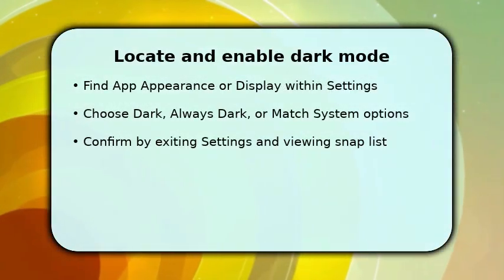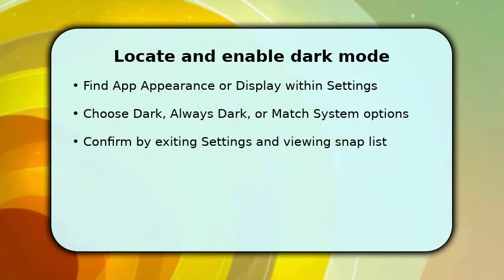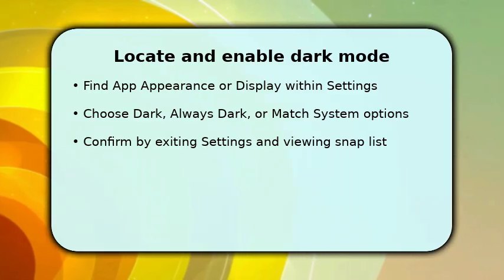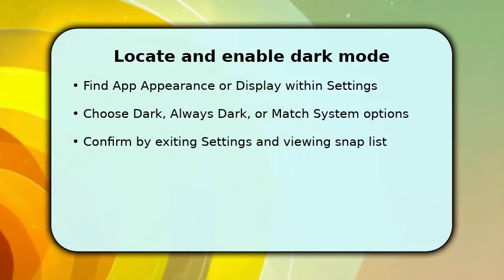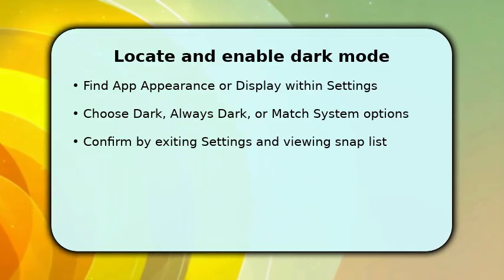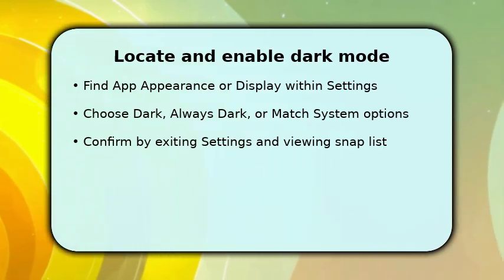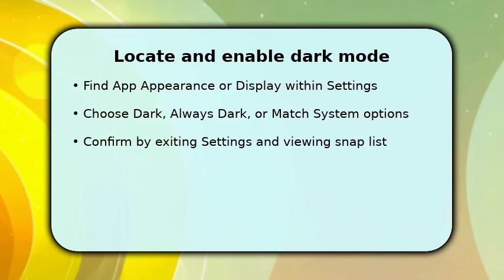Now, find App Appearance or Display in Settings. This is the control for themes. Tap it and select Dark to force Snapchat into dark mode. Alternatively, choose Match System to follow your device's theme automatically. If your device has both light and dark schedules, Match System keeps Snapchat consistent.